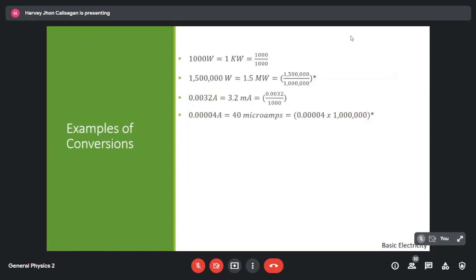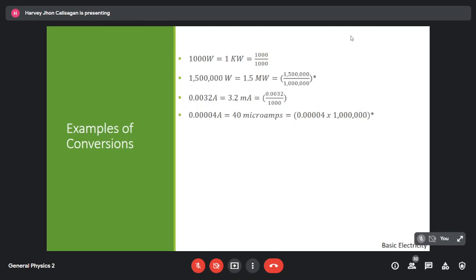Another sample for conversions. If we are converting 1,000 watts into kilowatts, we just divide by 1,000. If you're looking for the prefix of 1,500,000 watts, we have 1.5 megawatts. And for 0.0032 ampere, multiply by 1,000 and we'll have 3.2, and a small letter m represents milliampere.